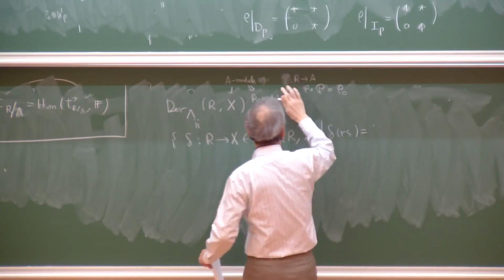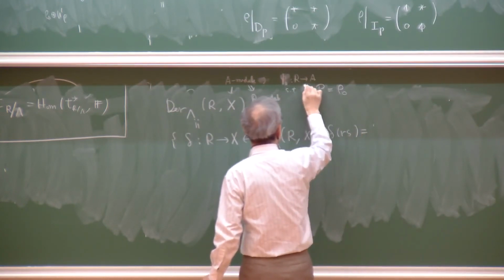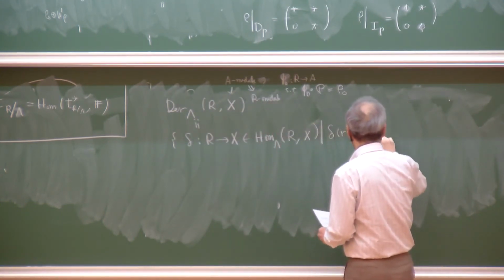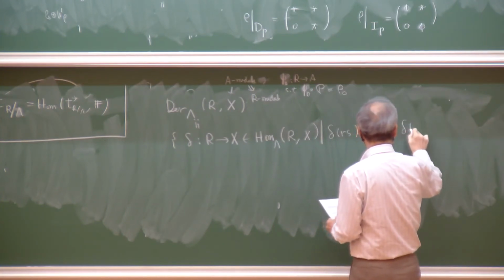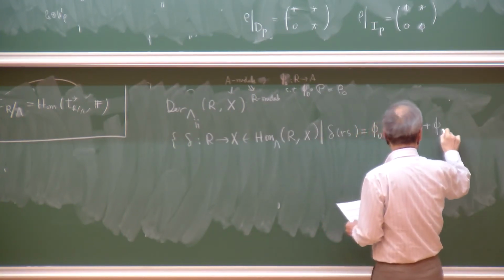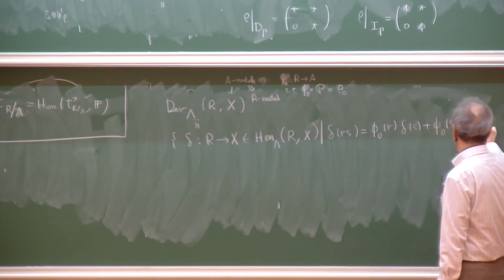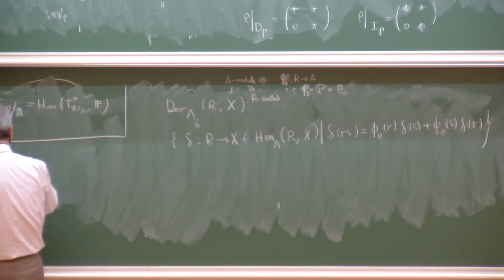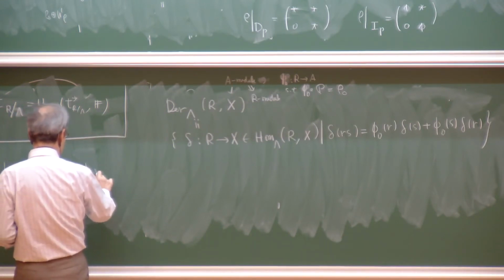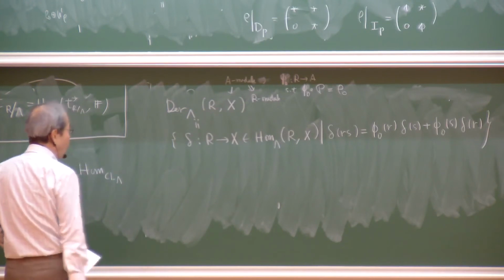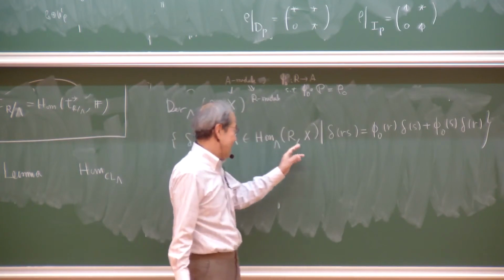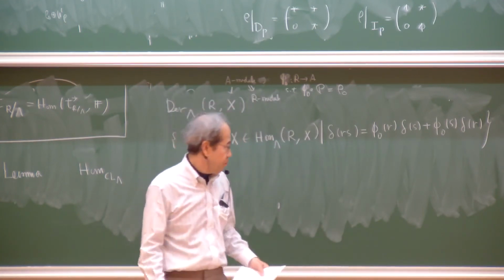I'm sorry, I used phi for something else. I just write phi naught now. Okay, phi naught of R delta S plus phi naught of S delta R. So this is the definition of derivations. And this perhaps everybody knows, but I prove that lemma is that all this kind of map is supposed to be continuous under the adic topology of these guys.